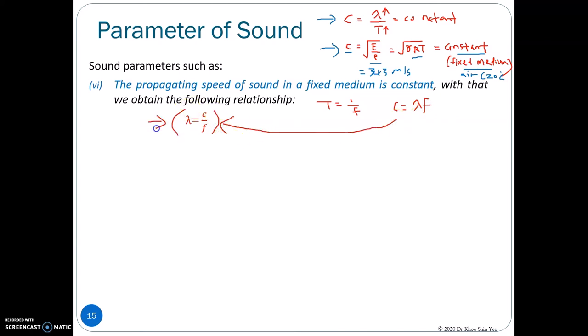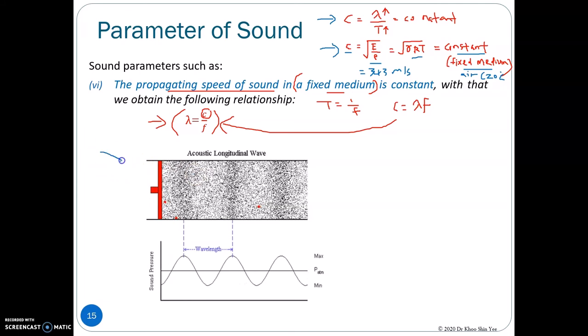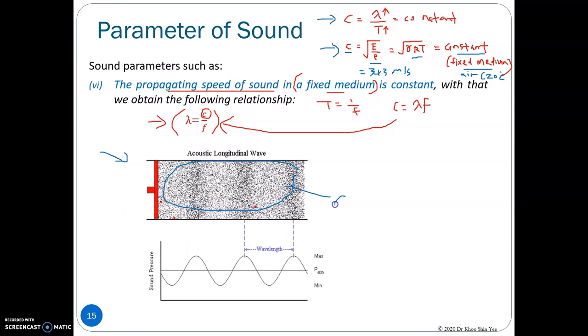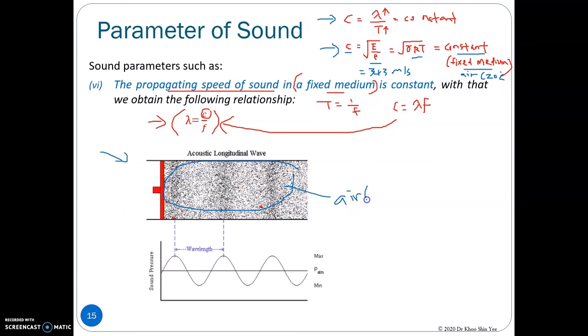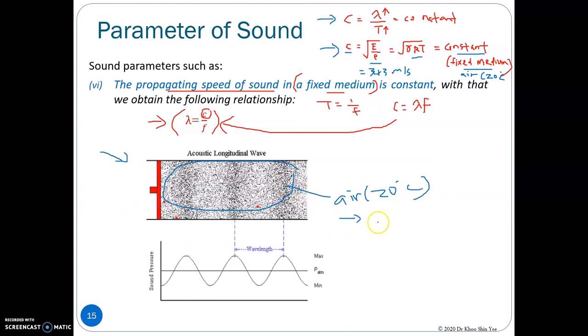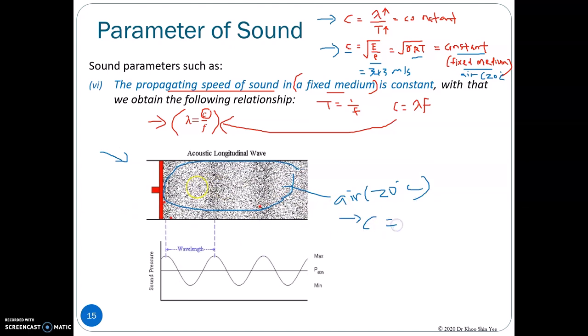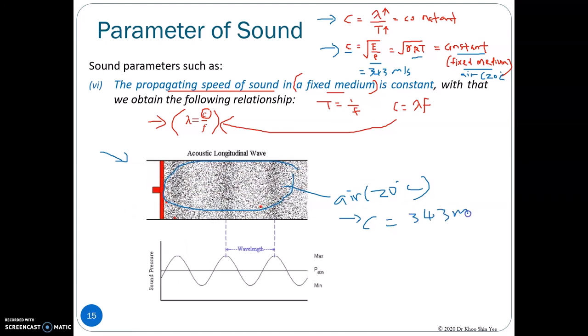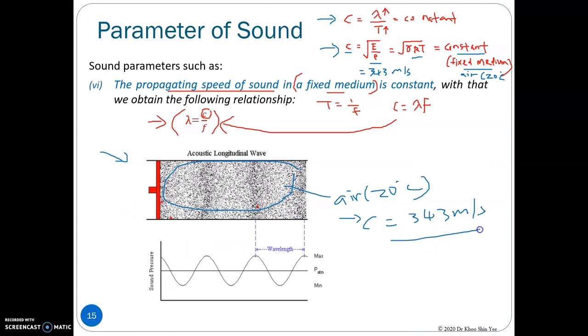To use this formula, it's very important for you to know that the C here, which is the propagating speed of the sound, is a constant if the medium is fixed. For example, in this case, air is the medium. Let's say the temperature of the air is 20 degrees Celsius. So we know that in this case, the speed of sound propagating in this medium will be equal to 343 meters per second, and this will be constant.